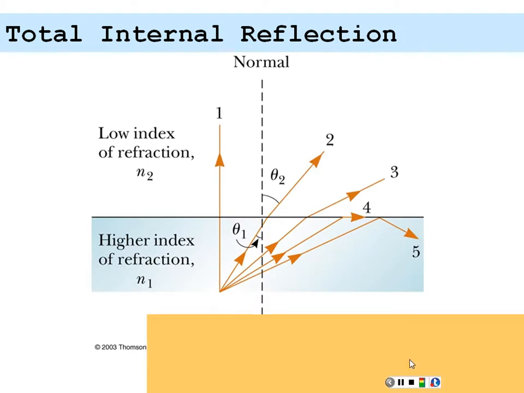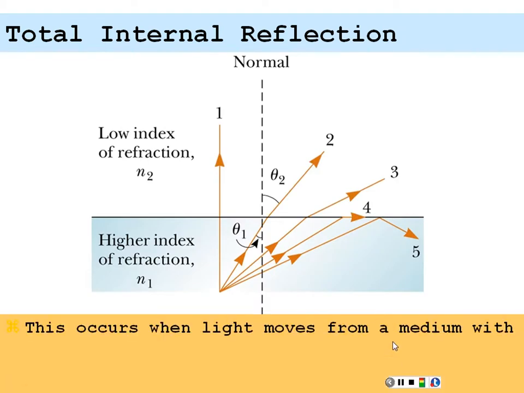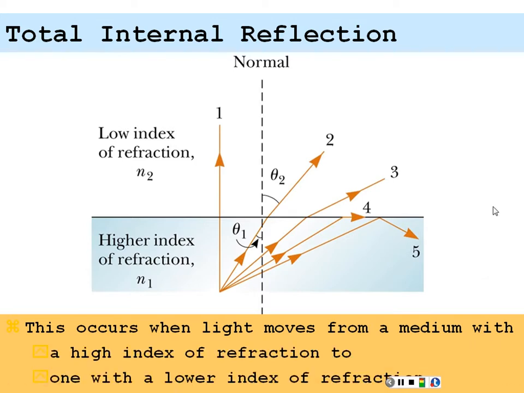You can also have total internal reflection. This occurs when light moves from a medium with a higher index to a medium with a lower index. And so you have light that's reflected and also light that was being refracted more and more away from the normal. If you get to the point where the refraction of the light would have been 90 degrees, then none of it's going to be refracted and all of it's going to be totally internally reflected.